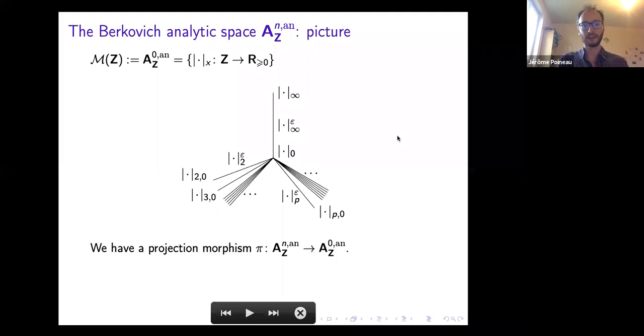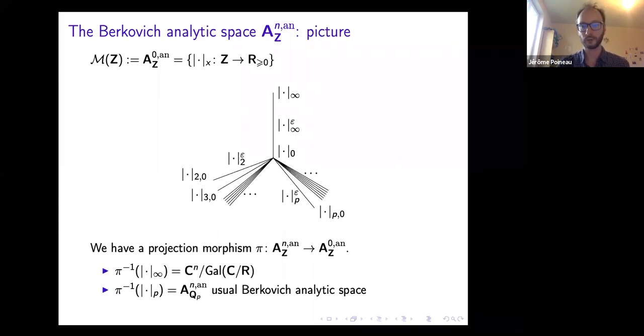And if you have a Berkovich space of dimension n over Z, you have a map to the Berkovich space of dimension 0 over Z, just forgetting what you did on the variables. We can describe in quite an easy way the fibers of this map. This is how it works. If you look at a point in the Archimedean branch, the fiber of it is basically the usual space C^n, modulo the action of complex conjugation.